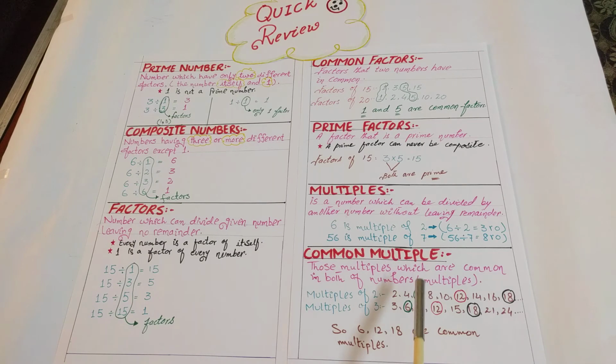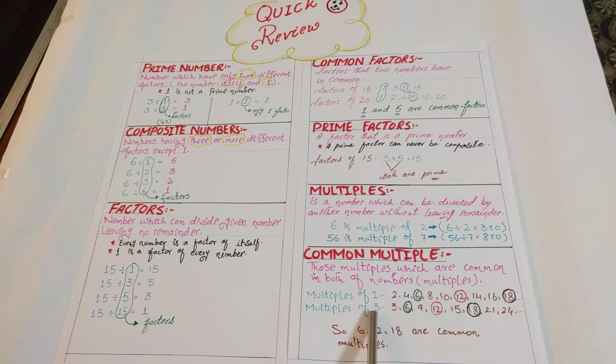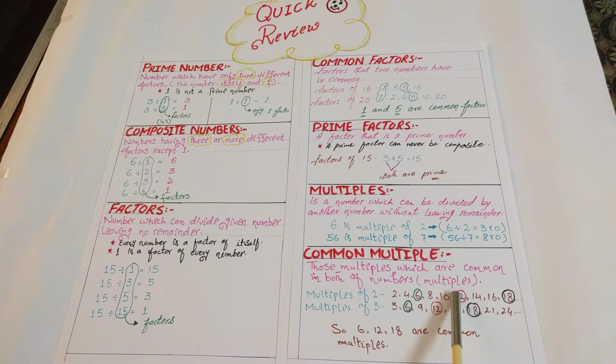Now common multiples mean those multiples which are common in both the multiples of 2 and the multiples of 3. Let's check. 6 is a multiple of 2 and also a multiple of 3. 12 is a multiple of 2 and also a multiple of 3. 18 is a multiple of 2 and also a multiple of 3. It means 6, 12, 18 are the common multiples, because all three are common in 2 and 3.